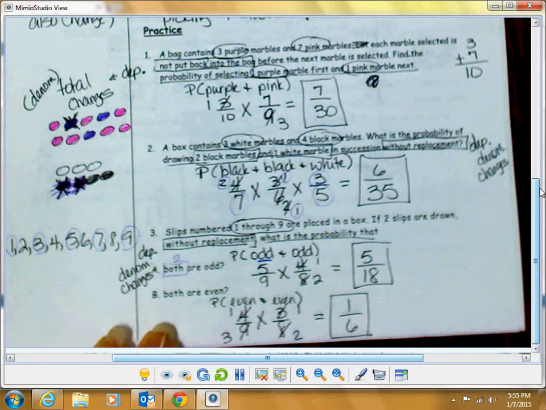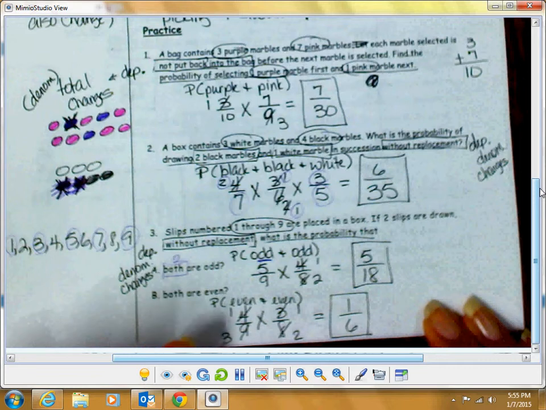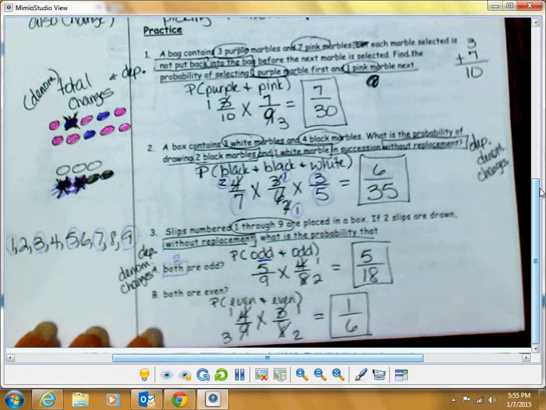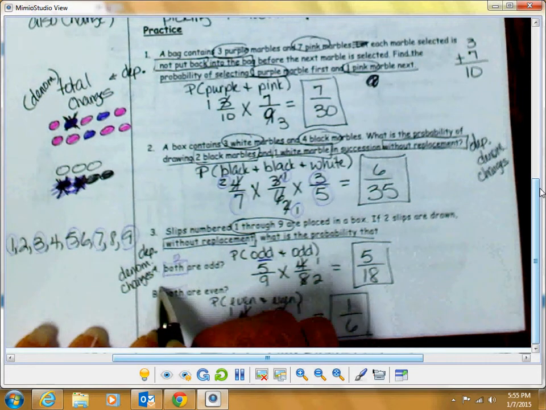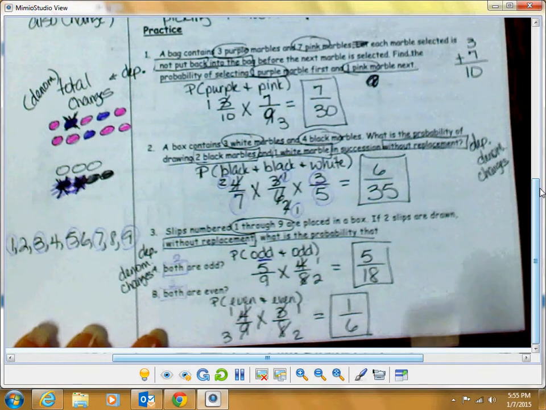Part B, we wanted both even numbers. So we had the probability that they're both even. Remember again, both means I've got 2 of them, so the first has to be even and the second also has to be even. That's the probability of even and even. Again, do not forget, if you do not write this part with your words in parentheses, I'm counting off.